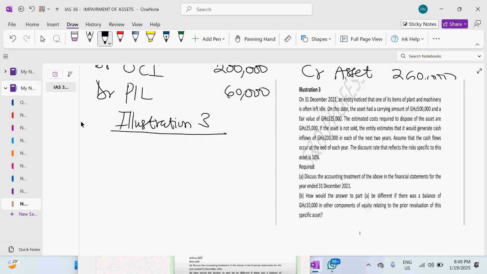Required. A. Discuss the accounting treatment of the above in the financial statements for the year ended 31st December 2021. B. How would the answer to part A be different if there was a balance of 10,000 in other components of equity relating to the prior revaluation of this specific asset?